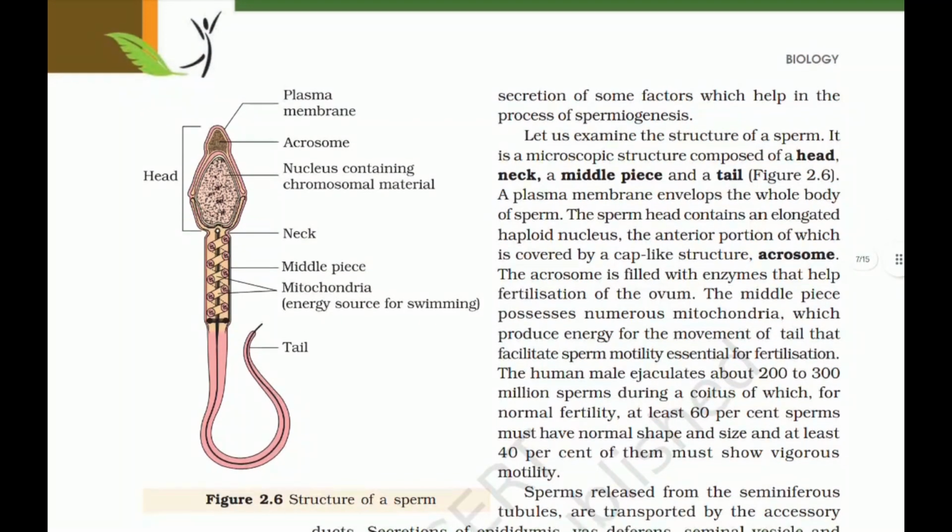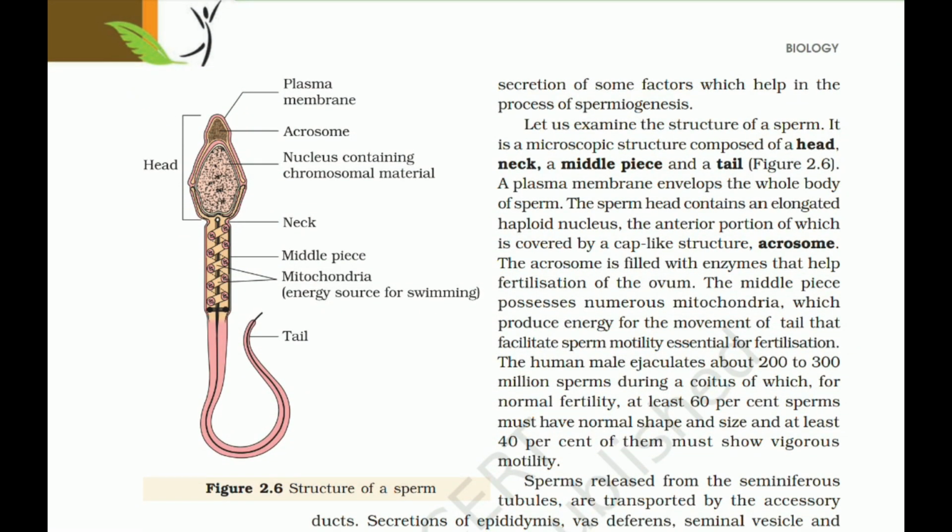Let us examine the structure of a sperm. It is a microscopic structure composed of a head, neck, a middle piece, and a tail. Figure 2.6. A plasma membrane envelops the whole body of the sperm. The sperm head contains an elongated haploid nucleus, the anterior portion of which is covered by a cap-like structure, the acrosome. The acrosome is filled with enzymes that help fertilization of the ovum.